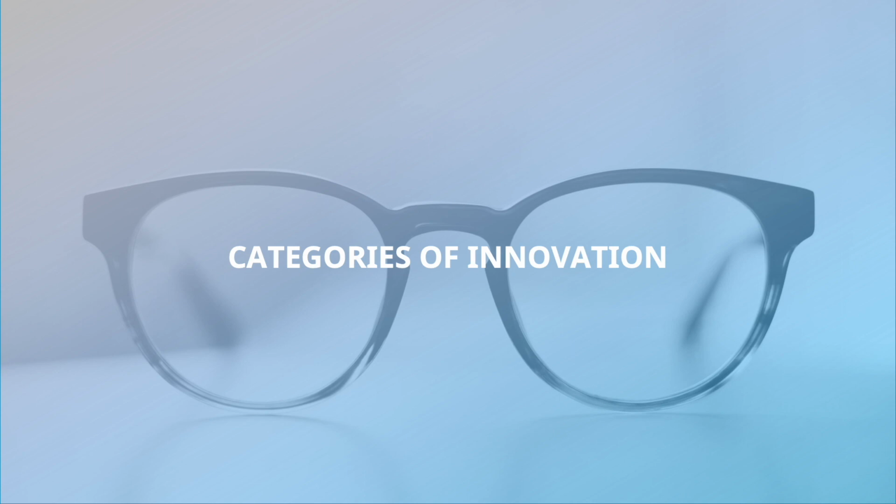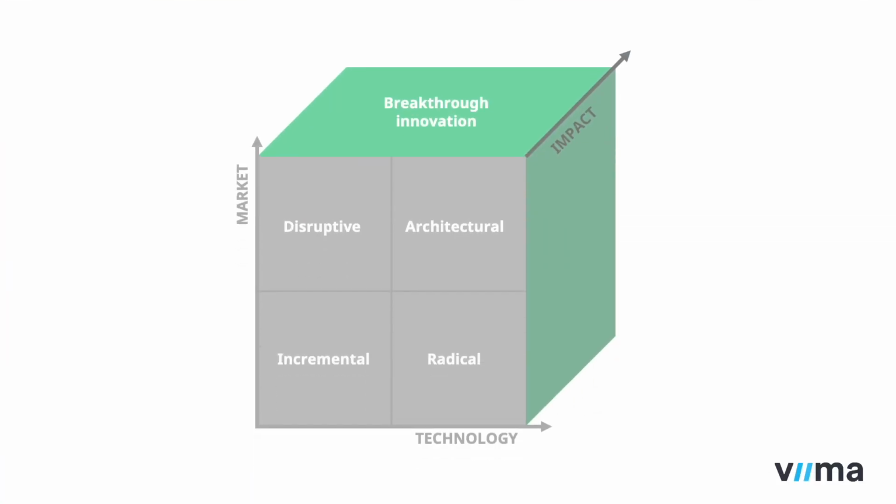Let's now take a closer look at the different categories of innovation. So, the traditional way to categorize innovation is based on the novelty of the technology being used, as well as the novelty and the impact of the innovation for the market that it's being introduced to. In addition, we can also look at the overall impact that the innovation has for the business and for the society at large, which is what we have on the z-axis here. And the cube is basically just a simplified visualization for all of that.